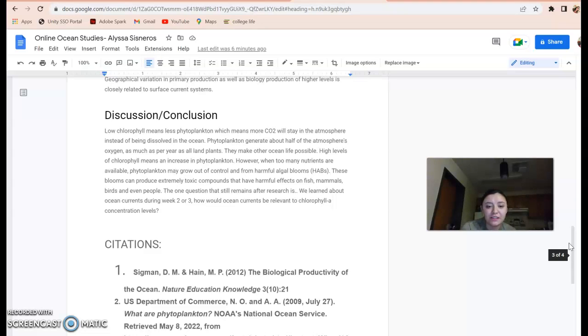Now, there was one question that was still remaining, and I'm going to discuss that a little bit. So, as we just stated in the beginning, we've learned about ocean currents. And I think it was in week 2 or 3. I cannot remember. So, my question is, how would the ocean currents be relevant to chlorophyll A concentration levels?